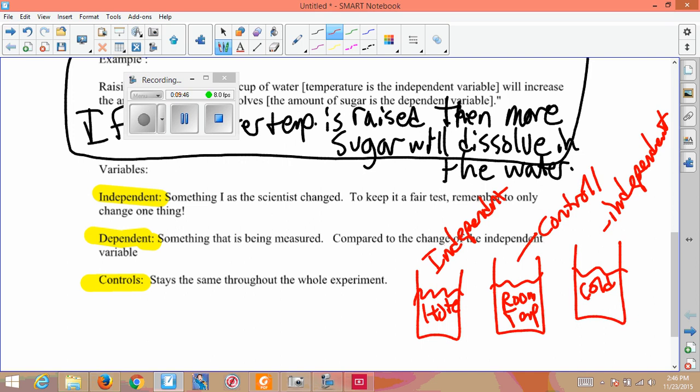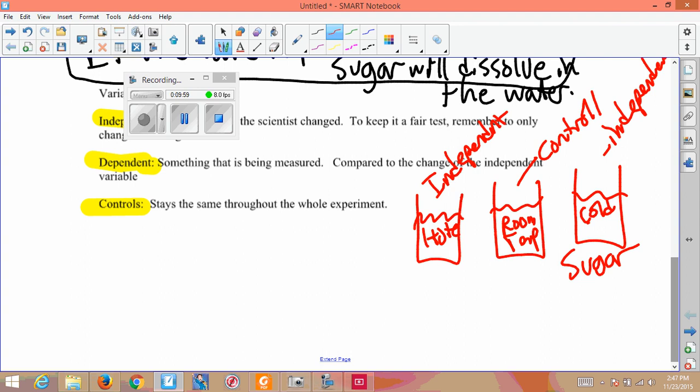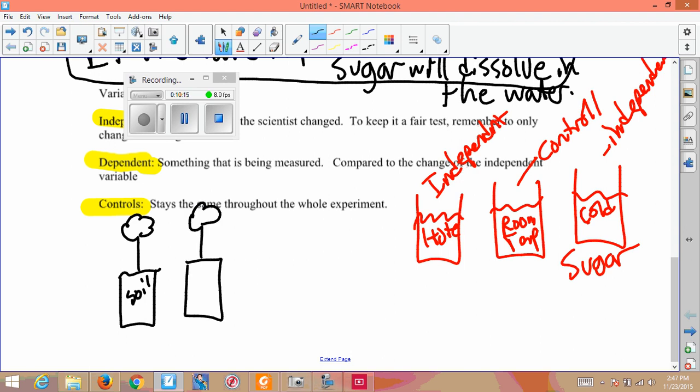Another example of control, if you are going to do something with plants, maybe you have one plant that gets regular soil. Maybe you have another plant that gets the same soil, but it also gets fertilizer. Okay? So how do you know that the fertilizer works? If you just have the one with the fertilizer and your plant grows really well, that's great. But maybe it would have grown really well without the fertilizer. You don't know that the fertilizer made a difference.